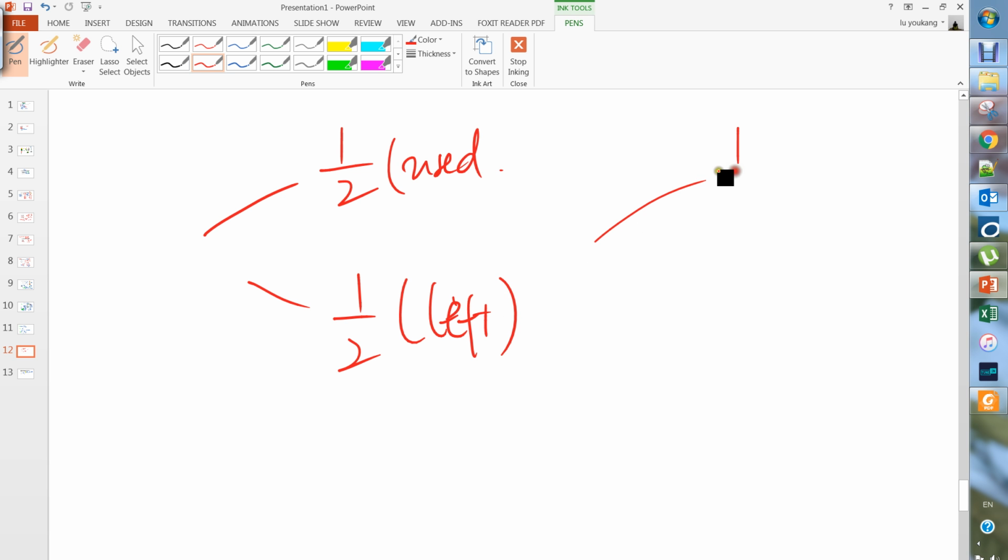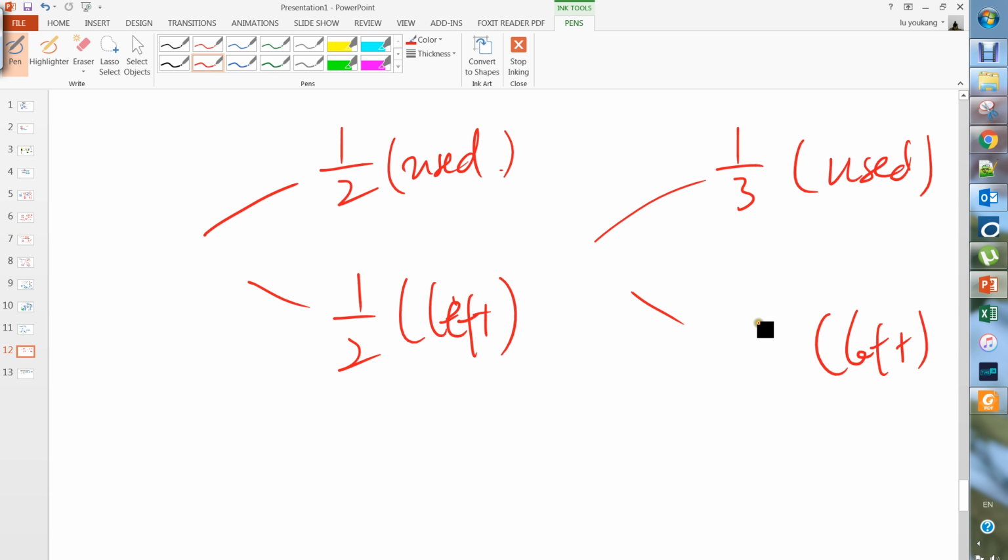Another example: 1/3 is used, what's left? What's the fraction that is left? I'm talking about fraction. One quarter is used. What's left? Very good.